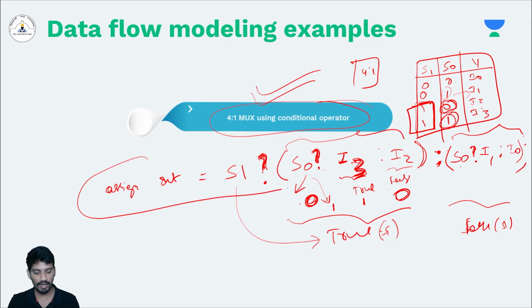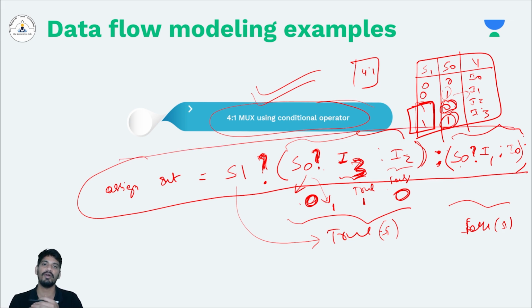See, in a single line of code, you have defined a 4:1 multiplexer. That is the power of this conditional operator. It checks whether S1 is true or false. If it is true, execute this line of code, and if it is false, execute that line of code. Inside this there is one more condition, whether S0 is true or false. If true, then I1, if false, then I0. So you have designed a 4:1 multiplexer using a simple conditional operator.